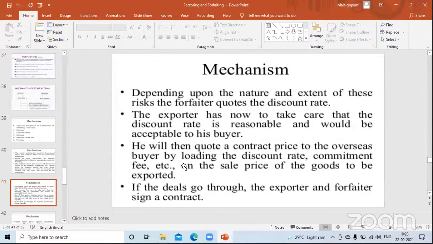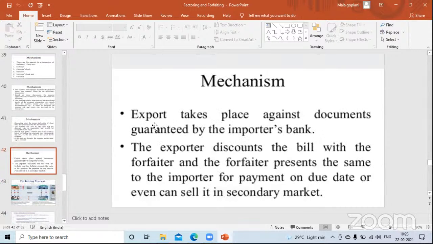Suppose the deal is okay. Now, if it is going through, okay. Now, what will happen? The exporter and the forfeiter sign a contract. Now, what will happen? Export takes place. All the goods will be transported from the exporter's godown to the importer's place. That means outside India. So export will take place against all the documents guaranteed by the importer's bank, like a letter of credit. Letter of credit is the biggest guaranteed document that an exporter has. And based on that document, export will take place.